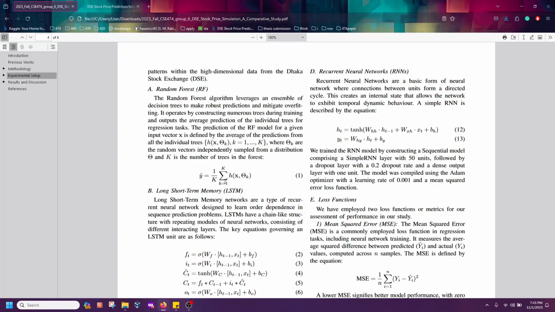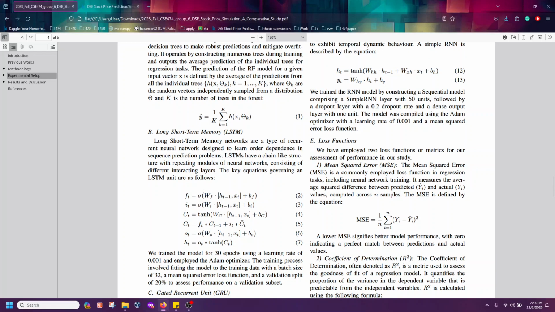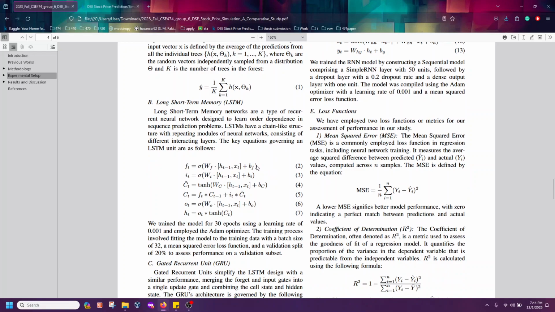to make a regression task. Then we have used the long short-term memory, or LSTM. Long short-term memory networks are a type of recurrent neural network designed to learn order dependencies in sequence prediction problems. So these are very good models for sequence or time series prediction. LSTMs have a chain-like structure with repeating modules of neural networks consisting of different interacting layers. The key equations governing an LSTM unit are in the equations.